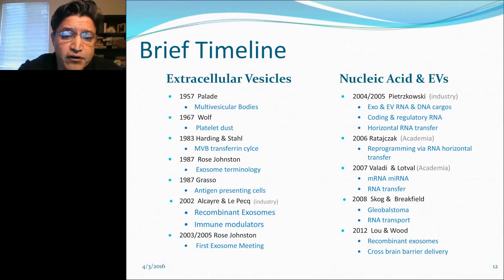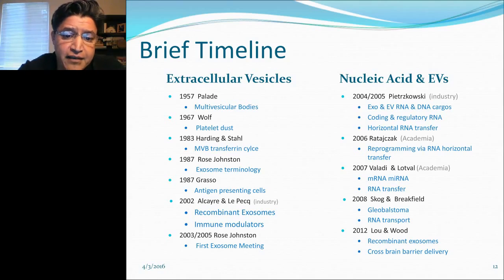A very important paper was published in 1987 by Raposo and others, where she was working with antigen-presenting cells, and she found that dendritic cells produced exosomes, and that these exosomes expressed MHC1 and MHC2 molecules, and that they induced and enhanced antigen-specific T-cell response in vivo. So this was one of those seminal papers.